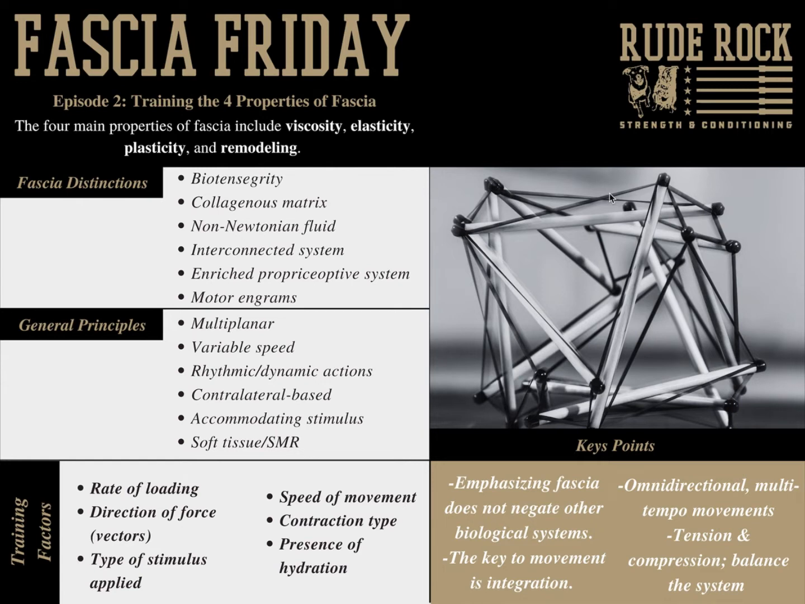When we look at the training principles, the general principles here are very simple. We want to think multiplanar movement. We want to work in variable speeds. We want rhythmic or dynamic, coordinated types of actions. I think a lot of this comes back to being functional, primitive, or contralateral based, in which we want to replicate the way in which the body naturally moves. I do think there is a benefit to using more of a variety of stimulus or applications of load. Accommodating stimulus or perturbative stimulus is also very keen for the fascial system. And then we also have soft tissue or self-myofascial release techniques that are also privy for fascial health.